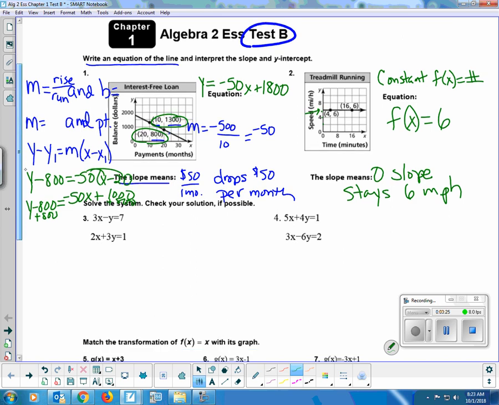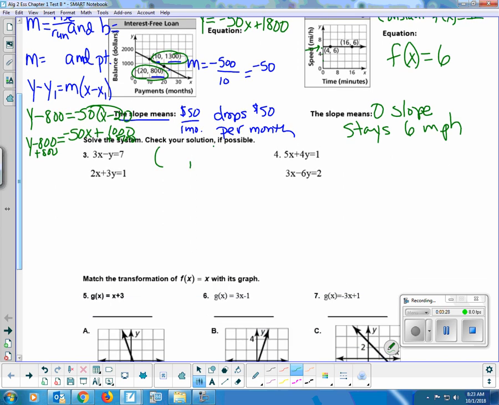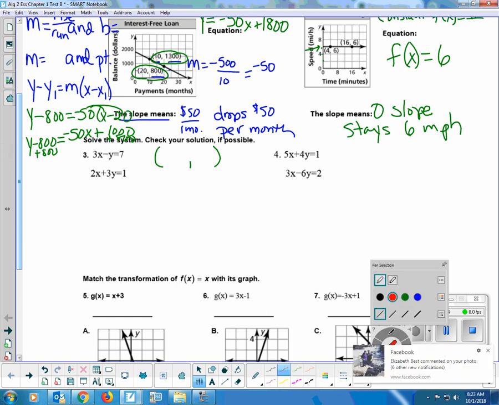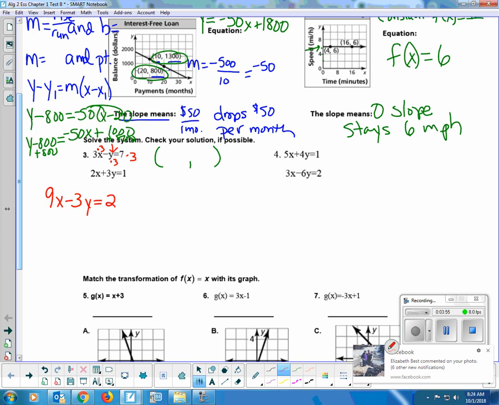Take a look at number 3. Solving the system, eventually we're looking for a point of intersection. This looks like it's close to eliminating if my y's had a negative 3 on top. So I'm going to multiply through everything by a 3 so that my y's will eliminate. So 3 times 3x is 9x minus 3y equals 21. Sometimes you might consider multiplying both of them. In this instance, you don't have to. So we're going to just keep 2x plus 3y equals 1.